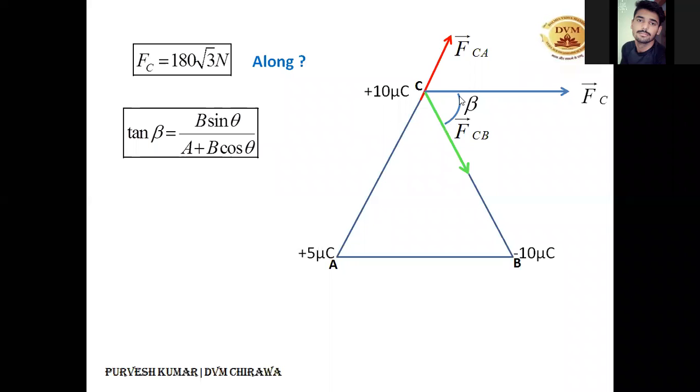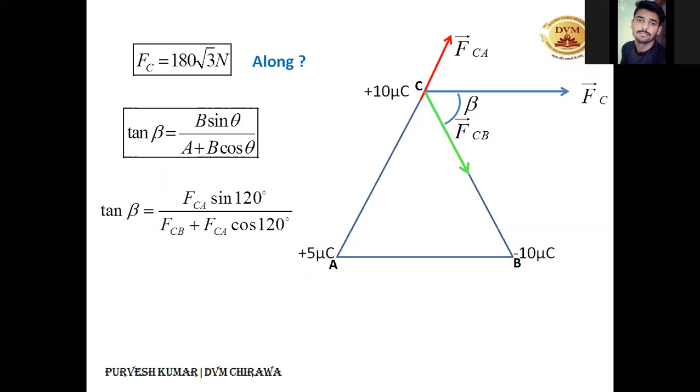Here my B is the vector from which I have not taken the angle. So this beta I have taken from FCB. So B is FCA, and A is FCB. And theta is the angle between FCA and FCB, that was 120 degree. Putting it over here, in place of B I can write FCA, in place of A I can write FCB, and in place of B again I can write FCA. Theta is 120 degree. It comes out to be FCA sin 120 degree divided by FCB plus FCA cos 120.